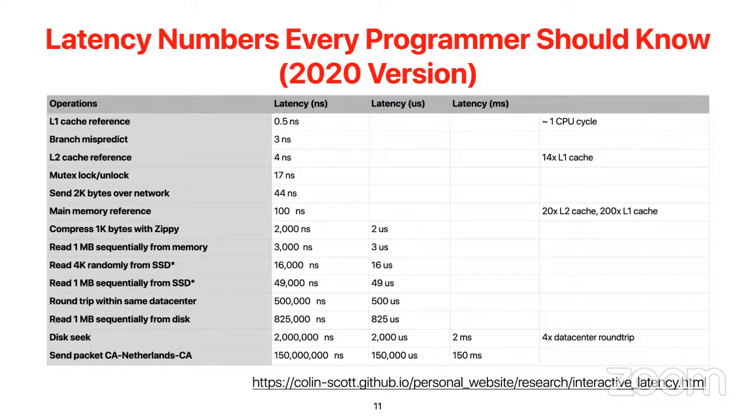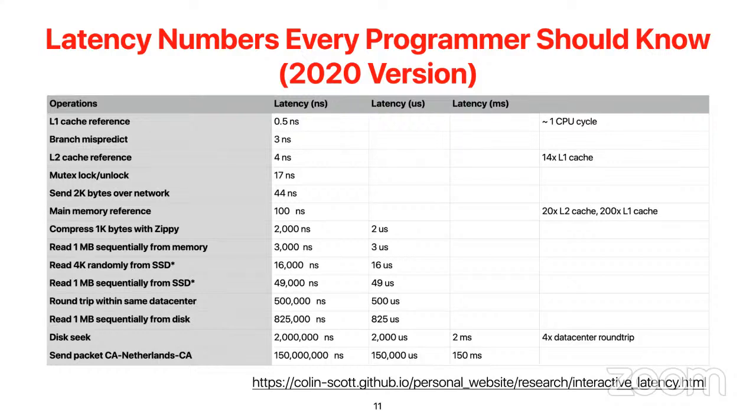Read 4 kilobytes randomly from SSD, that would take 16 microseconds. If you want to read 1 megabyte, that will be about 50 microseconds. And if you want to send a packet within the same data center, the round trip time will be 500 microseconds. And if you want to read 1 megabyte sequentially from the disk, that will be around 1 millisecond, and disk sync time is about 2 milliseconds.